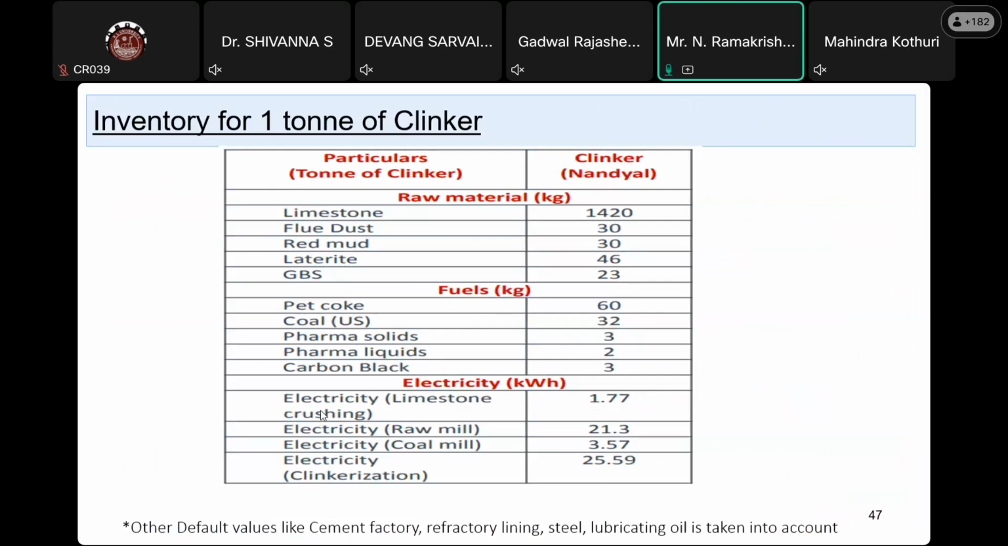What are the fuels you are going to use? Electricity. You are going to use that electricity for limestone crushing, raw mill and raw mill preparation, and coal, how much is this, and clinkerization, how much is this. It's all in kilowatt hours, and fuels are in kgs.